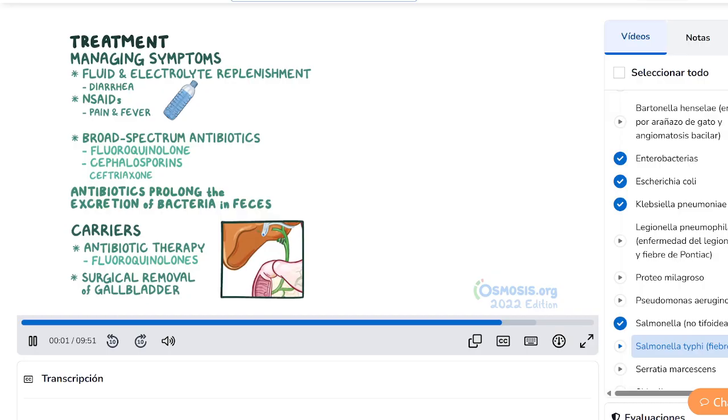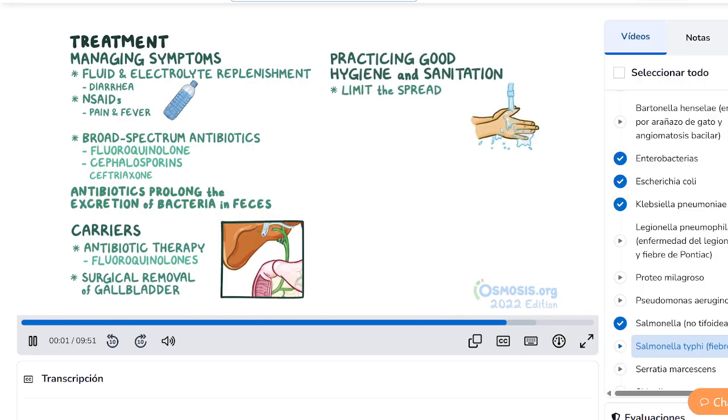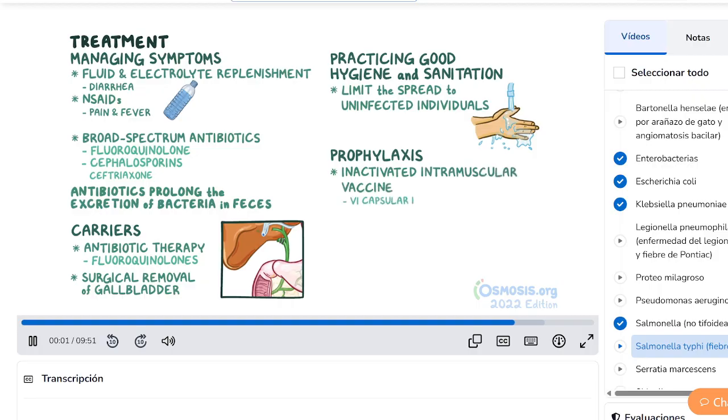Finally, an important part of treatment is practicing good hygiene and sanitation to limit the spread to uninfected individuals. Prophylaxis is available in the form of an inactivated intramuscular vaccine containing the Vi capsular polysaccharide, or a live oral vaccine.